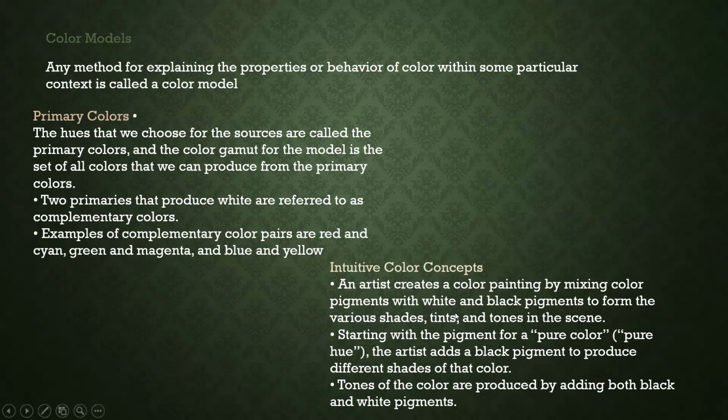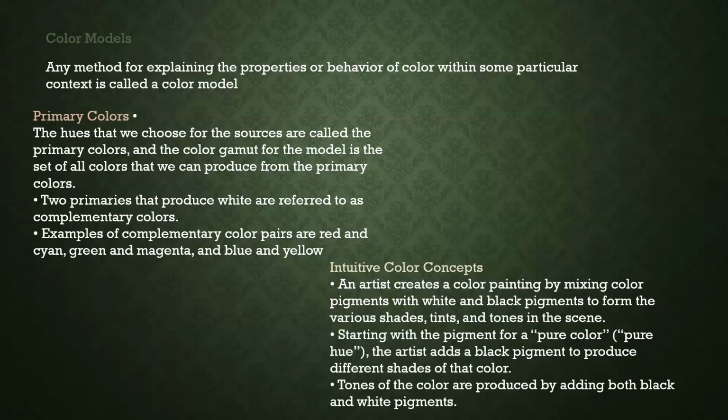Intuitive colors are the color concepts. An artist creates a color painting by mixing color pigments with white and black pigments to form various shades, tints, and tones in the scene. Starting with the pigment for pure color, the artist adds a black pigment to produce different shades of that color. For example, when we take red and add black to it, we can produce shades from darkest to lightest by using white and black. That is called the intuitive color concept.